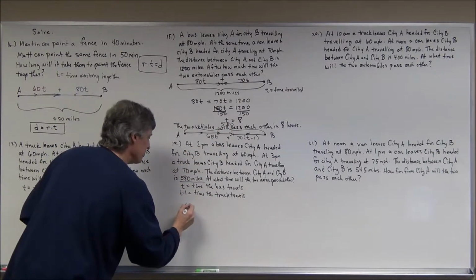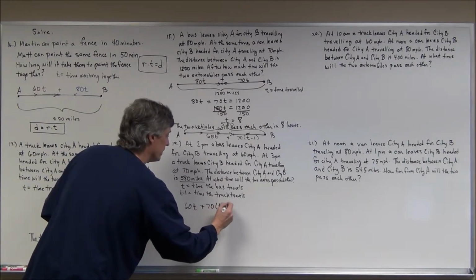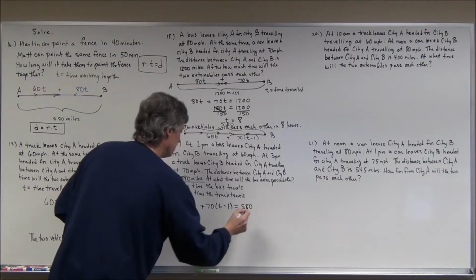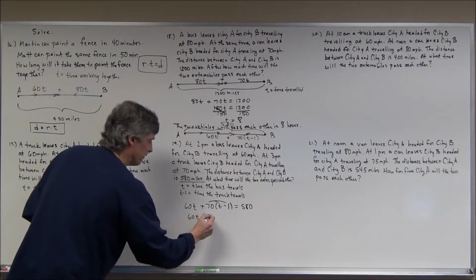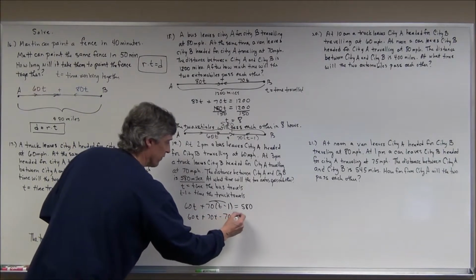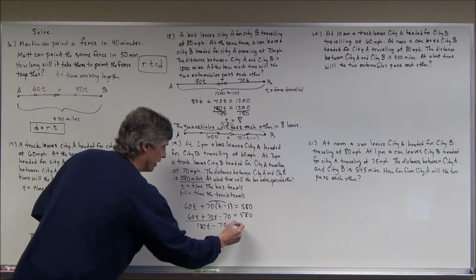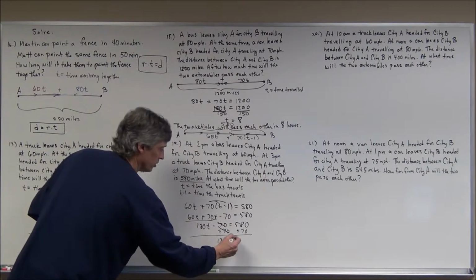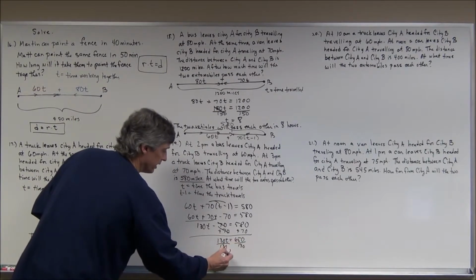So 60T, that's the bus, plus 70 times T minus 1, that's the truck, is going to give me a grand total of 580 miles. So I have an extra step, or 2. I have to distribute. I get 60T plus 70T minus 70 is equal to 580. Combine like terms. 130T minus 70 is equal to 580. Add 70 to both sides because you're solving for T. No quadratics here. 130T is equal to 650. Divide both sides by 130 and T is 5.